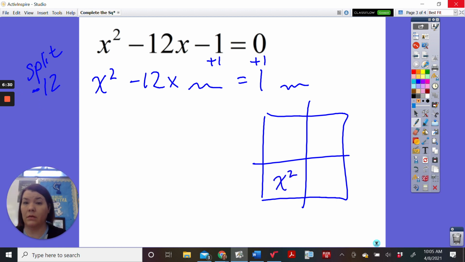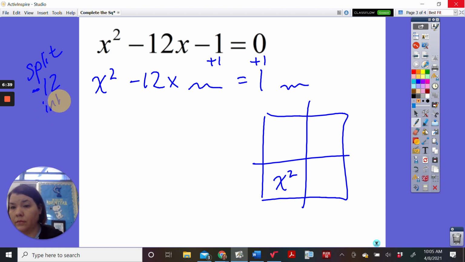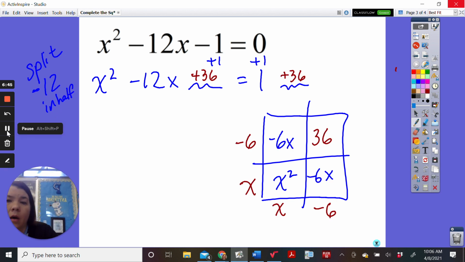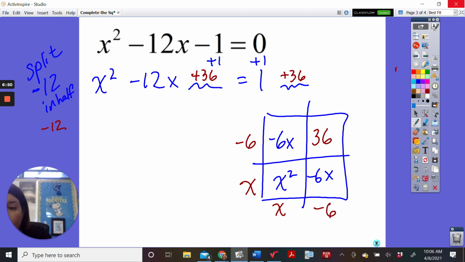Figure out what squiggle is and what goes in the boxes. One more hint. Split it in half. Okay, so I split 12x. Negative 12 divided by 2 is negative 6. So that's negative 6x and negative 6x. Negative 6 times negative 6 is 36. So my squiggle is positive 36. And I've got everything there.